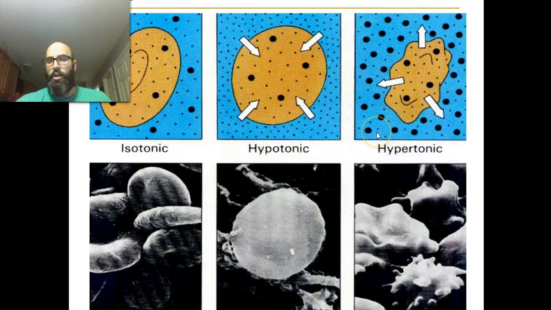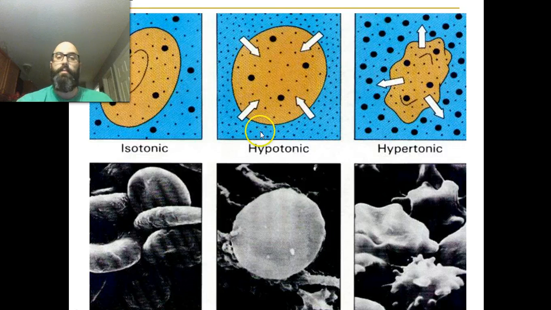In a hypertonic solution, you'll notice there's less water on the outside and more on the inside, so water will leave, which causes the cell to shrivel or shrink in size, and you end up with shriveled red blood cells. These two situations get you away from homeostasis. Isotonic keeps you there, because if you remember, homeostasis is a normal functioning internal environment.